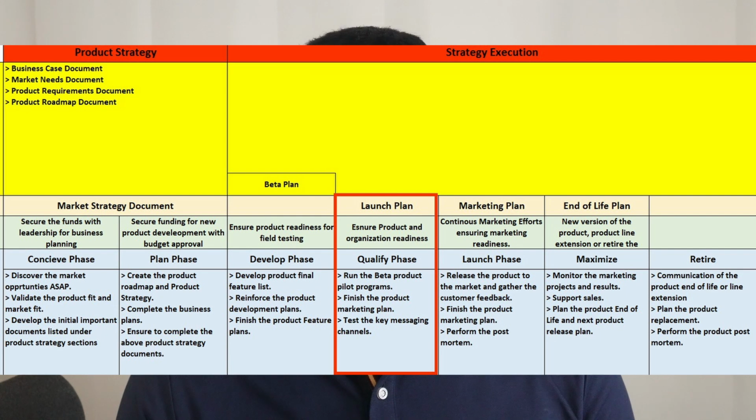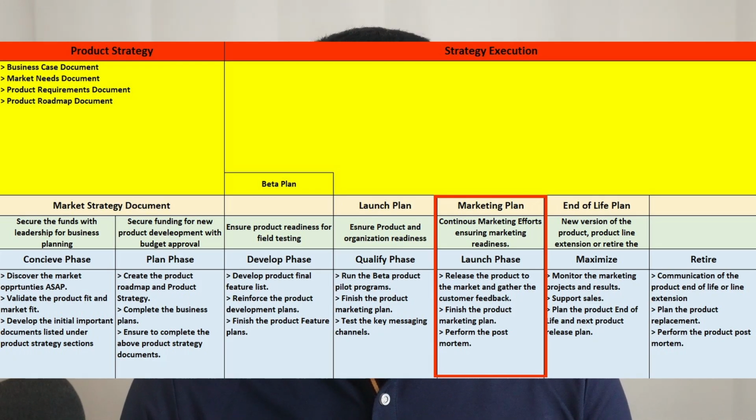So next we move on to the qualify phase, right? In the qualification phase, you validate the product with data, right? Pilot programs are run, marketing materials are finalized, and you are preparing the organization for launch of the key documents. Now, the key documents include the product launch plan, product readiness document, and organization readiness document.